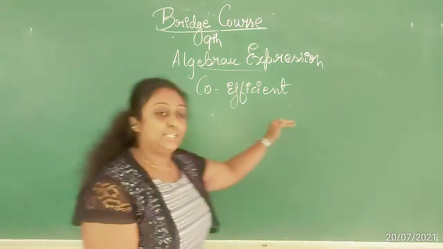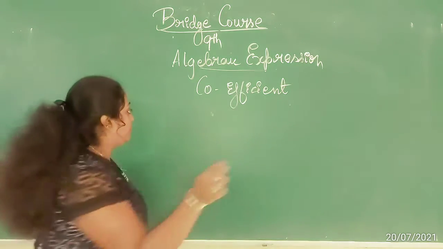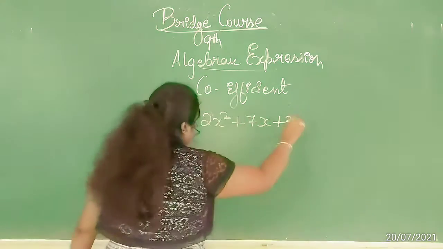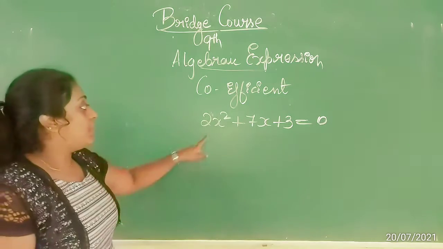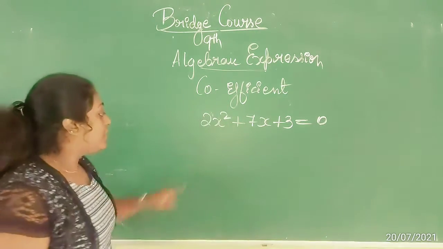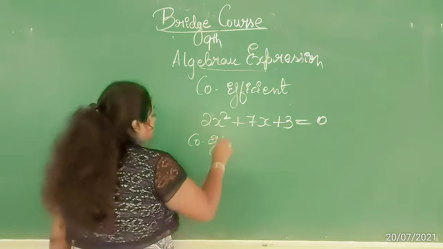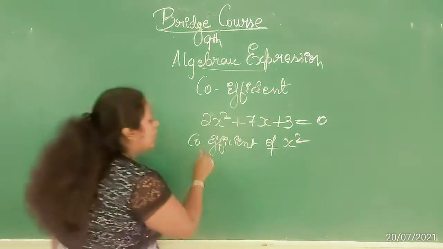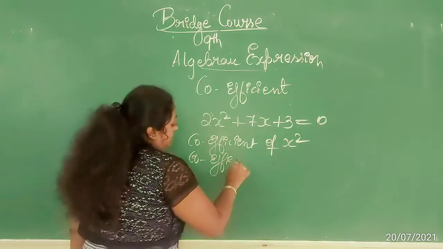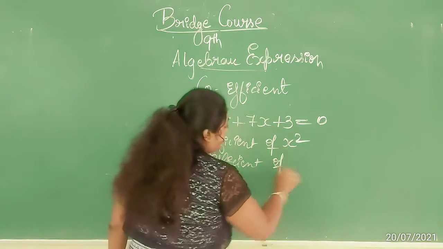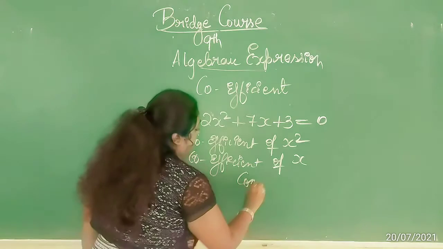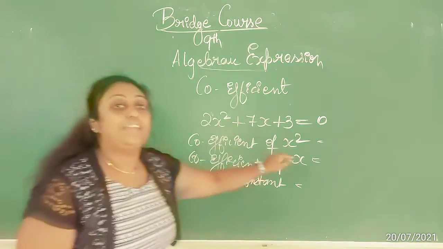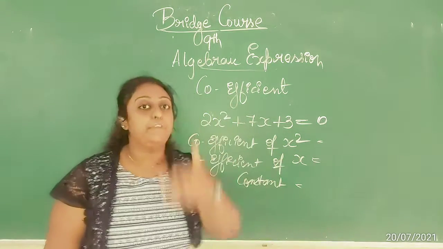Okay, now I will write an algebraic expression and then I will tell you. Okay, now listen here. Now coefficient, I said right, coefficient. Now if I write coefficient of x squared, coefficient of x, and then constant. Now let me tell you what all this term means. Coefficient of x squared means the number before x squared.